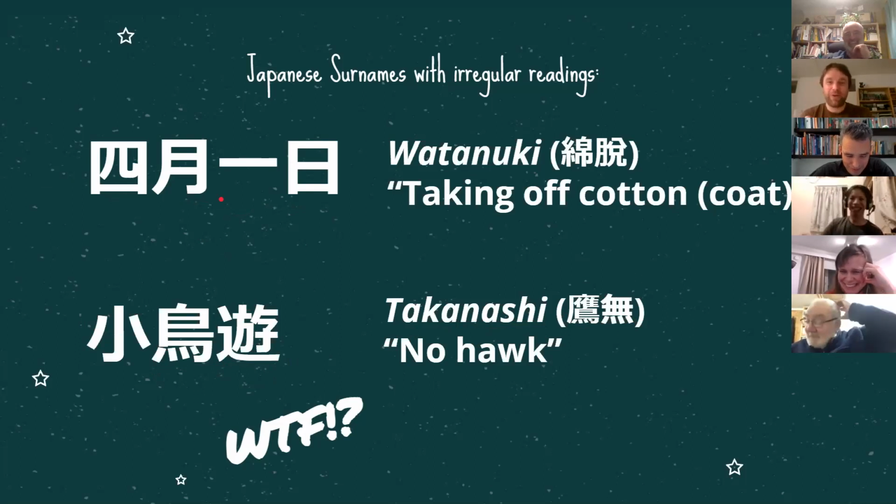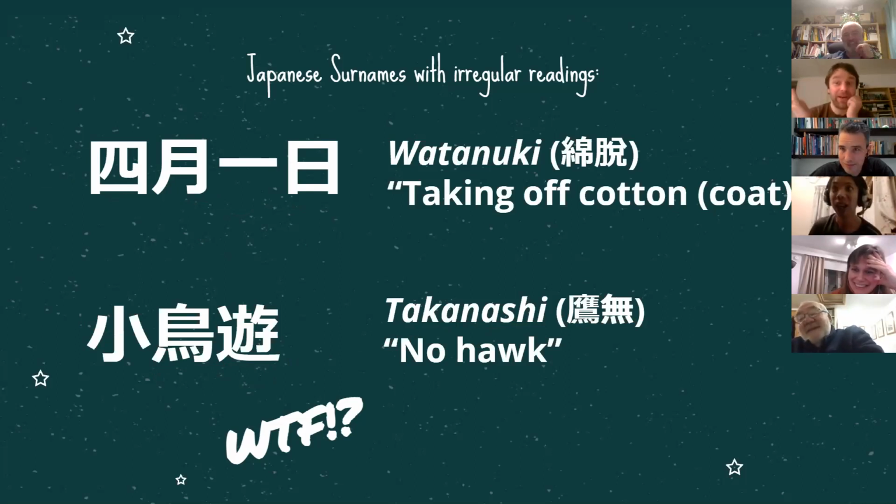I mean, in the West, this would just be a joke, right? Yeah. April Fool's Day. Mr. April Fool's Day. How about Mr. Igarashi? Igarashi. Oh, that's similar, isn't it? Yes, another irregular reading. It means 50 storms. Oh, storm. 50 arashi.